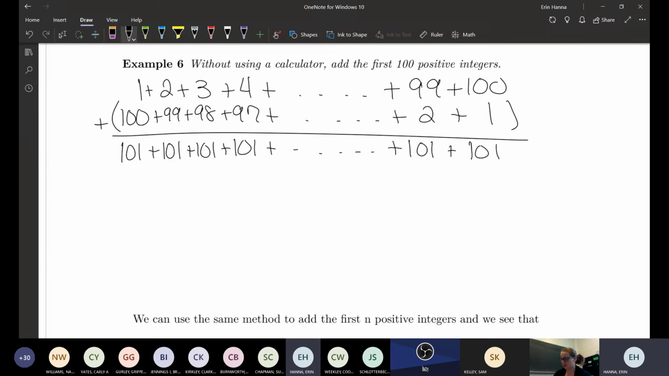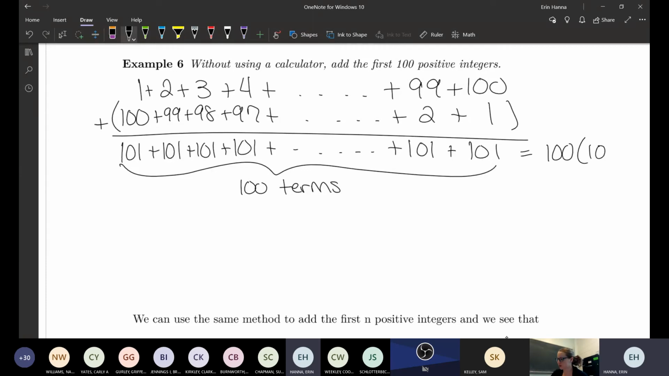How the heck did that help us? Well, if we notice, all of those are 101, which is kind of the point. We now have created something that's the same everywhere. If you think about how many of these we have, 100 terms, because we're adding 1 through 100, and we took that 100 terms and essentially added it to itself, but backwards. So we have essentially 100 101s. So you can think about this as being equivalent to 100 times 101.